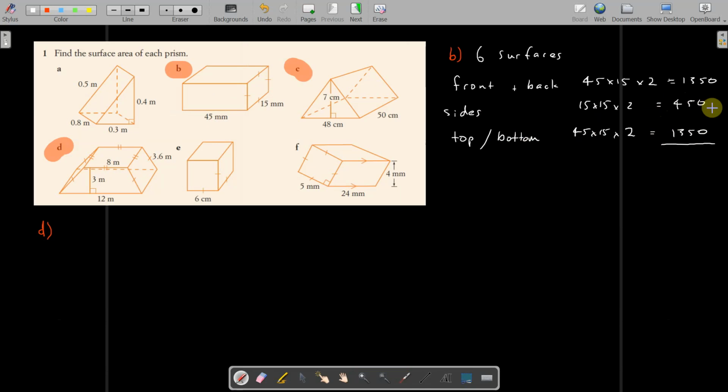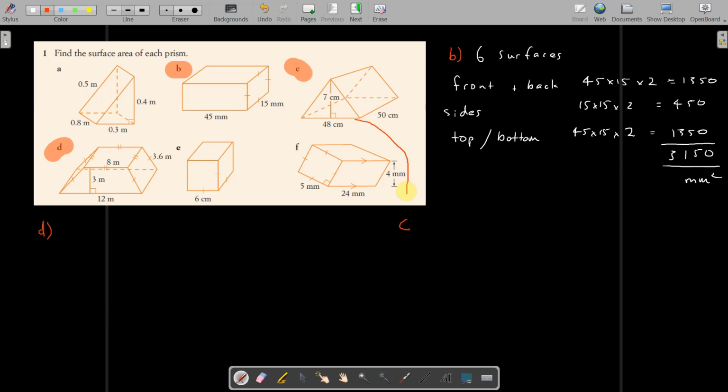Okay, let's see if we can add those. There's our answer, 3,150 millimeters squared.